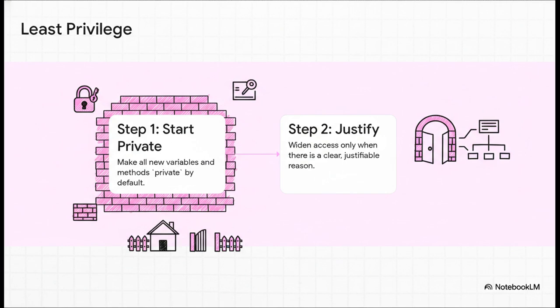So what's the practical takeaway for you when you're writing your own code? It's simple. Just follow the principle of least privilege. Here's how it works. When you create a new variable or a new method, make it private by default. Just start there. Only make it more visible, bumping it up to default, protected, or public, if and only if you have a very clear, justifiable reason to do so. Start locked down and only open up when you have to.